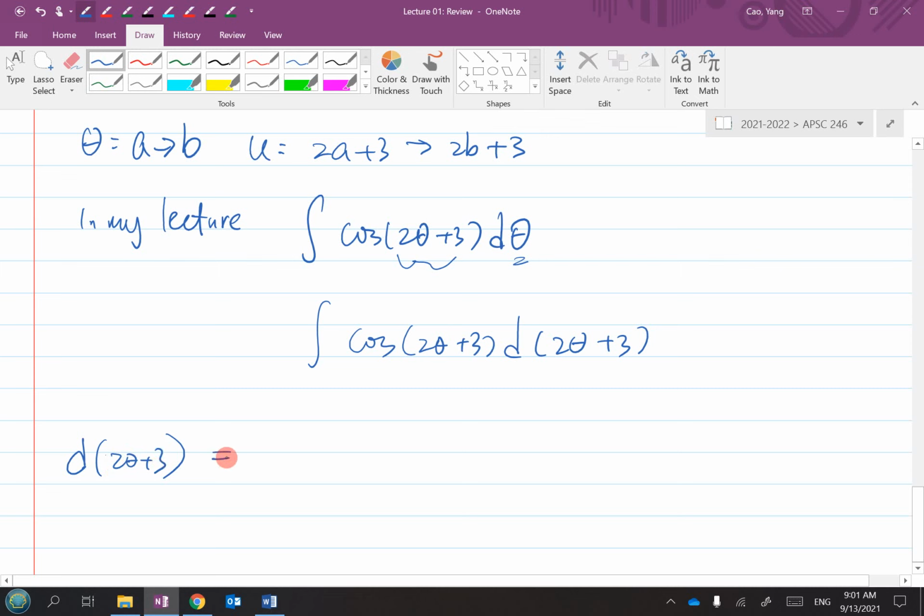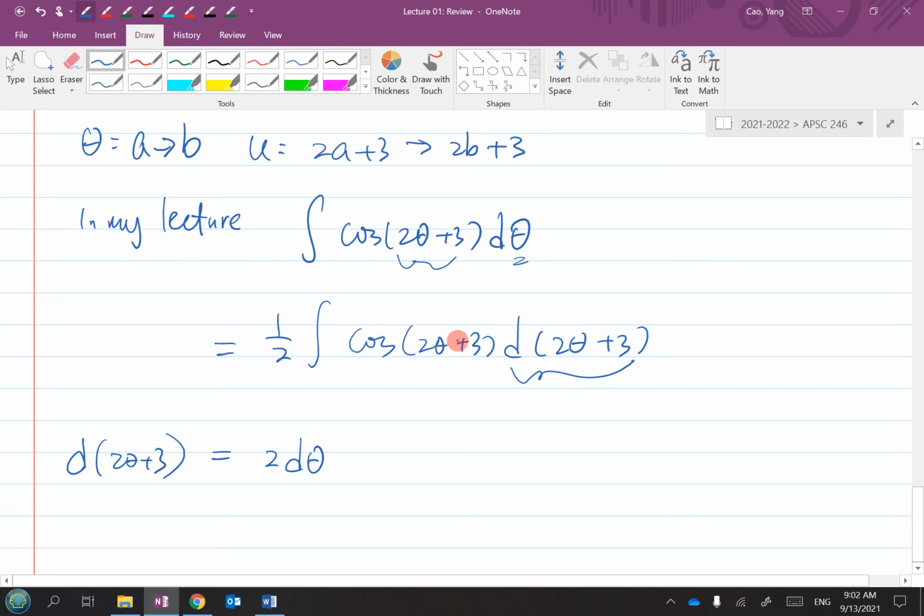The differential operator is similar to the derivative operator. So d(2 theta) gives you 2 d theta. That 2 is a constant coefficient taken out of the d, and d of a constant is 0. So this term basically ends up as 2 d theta, but I don't have a 2 in the previous step. So what do I have to do? I just divide by 2 to make sure the steps are consistent with each other. There's no change in the expression.